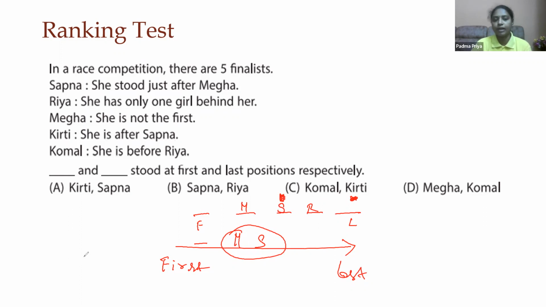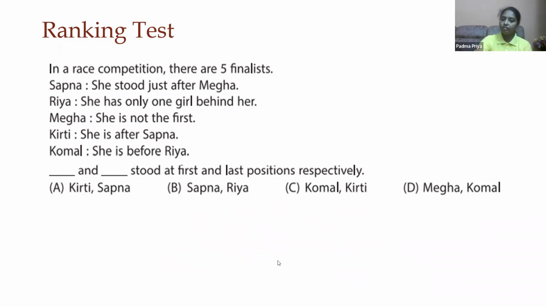Now, Kirti is after Swapna, they said. So how is it possible? We have arranged it in a different way. Now, Komal is before Riya. So again, this matching is not possible, because you have arranged the positions of Swapna, and Kirti is after Swapna. So you need to arrange Kirti here. Then you need to go for Komal. Likewise, you need to observe the complete question clearly, then solve it. When you solve this problem completely, you get Komal as the first person and Kirti as the last person.